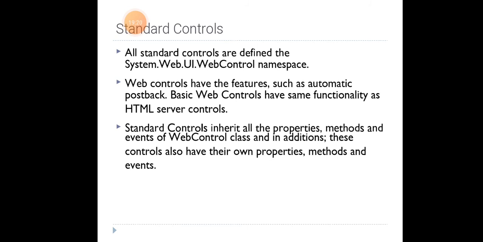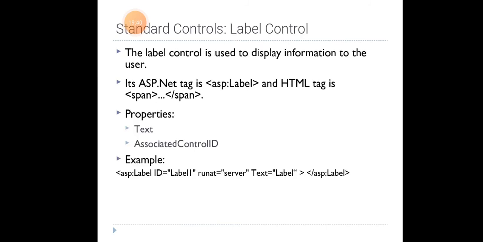Basic web controls have the same functionality as the HTML server controls. These standard controls inherit all the properties, methods and events of the web control class. In addition to this, each and every standard control has its own properties, methods and events. Next, we are going to see the web server controls, that is the label control.